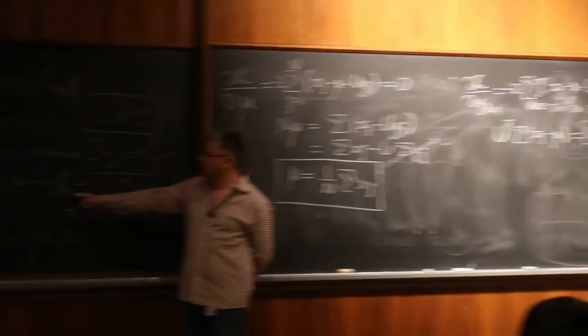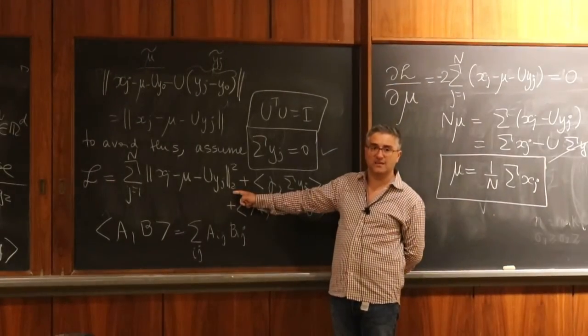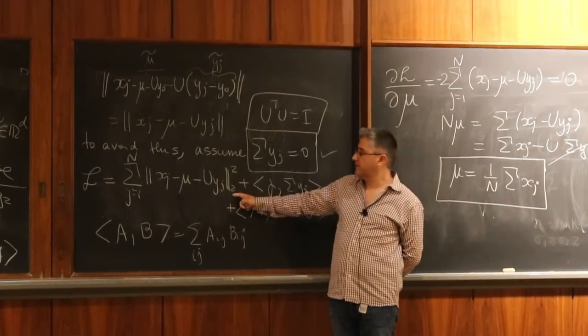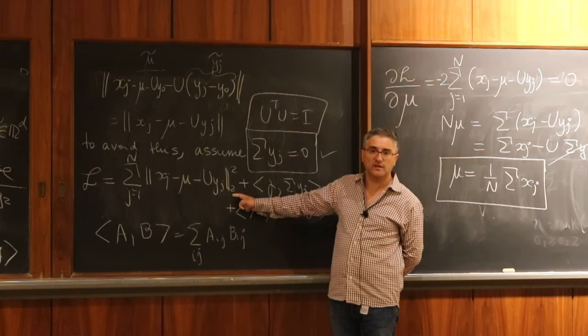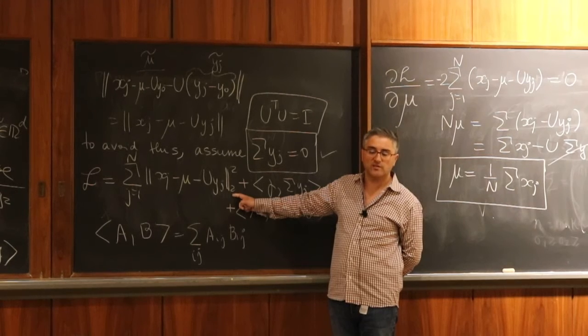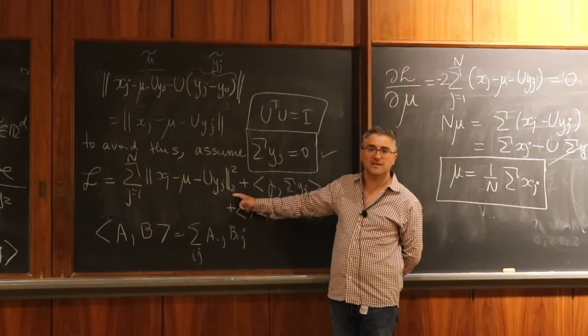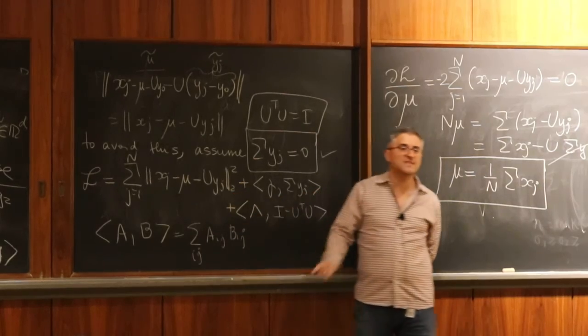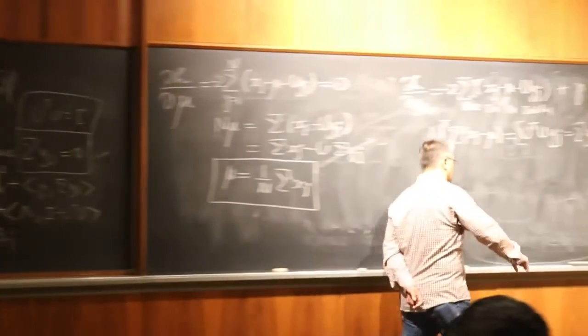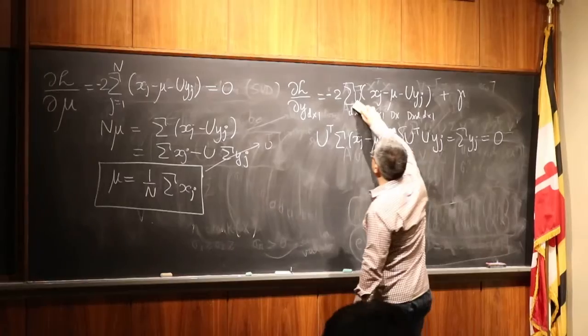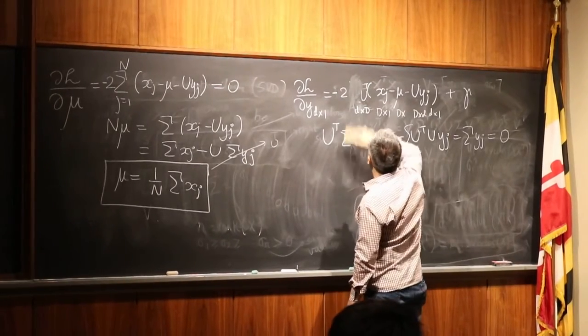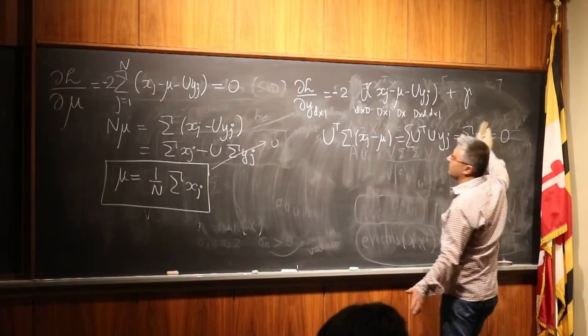I need to compute the derivative of this with respect to yj, right? The first term of the sum depends on y1. The second term depends on y2. The third term on y3, and so forth. So let's say I'm computing the derivative with respect to y1. What happens with the second, third, fourth, and fifth term? 0. So they don't matter. So I don't need the sum. That's the first thing. So the sum should have never been there.